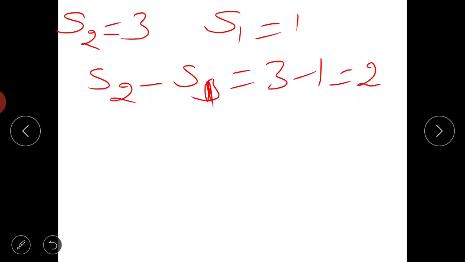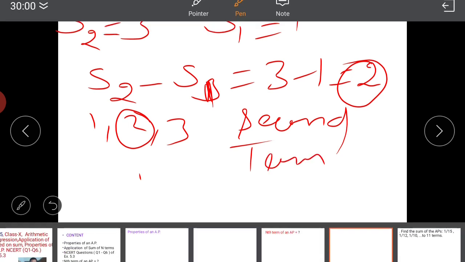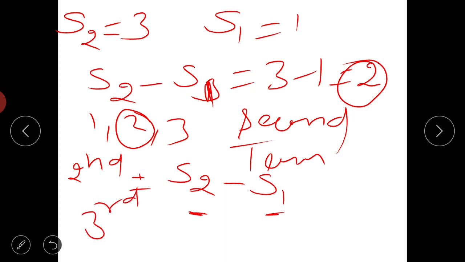And in this AP we have written 1, 2 and 3, and 2 is what? 2 is the second term. Yes or no? So we can say that the second term is equal to S2 minus S1. Notice that here it is the sum of two terms, so we subtract the one before it, S1. So the third term should be equal to S3 minus S2. Are you getting or not?